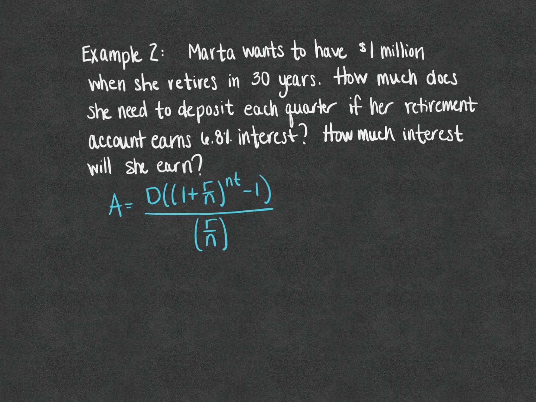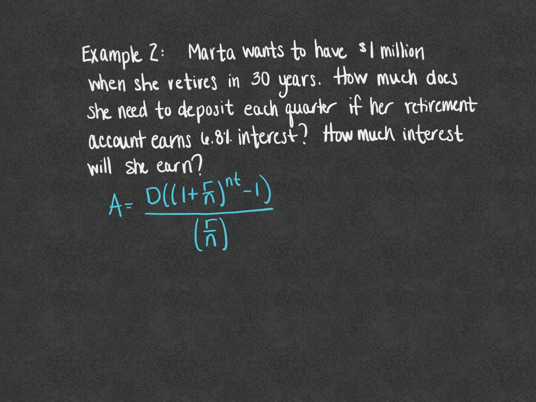Okay, moving on to the next example. Marta wants to have $1 million when she retires in 30 years. So how much does she need to deposit every quarter if her retirement account earns 6.8% interest? And then just like in the last problem, we will figure out how much interest Marta earned.